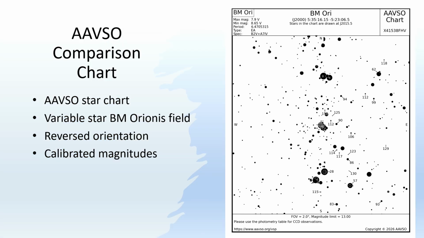To determine accurate star magnitudes, I used a calibrated comparison chart from the American Association of Variable Star Observers, or AAVSO, for the variable star BM Orionis. The chart was reversed to match the orientation of the telescope image. Each star in the chart has a precisely measured magnitude, making it a reliable reference for visual comparison.